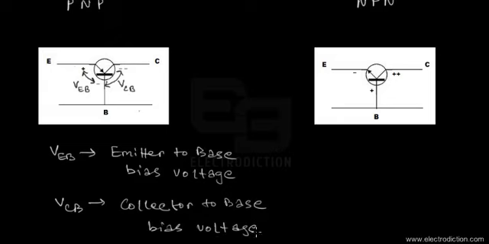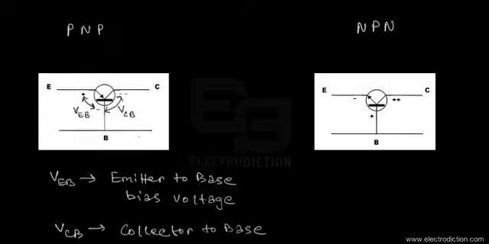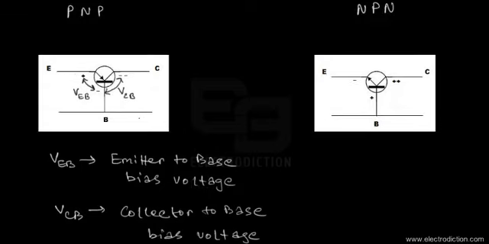Alright, so there we go. So that's it for the PNP transistor, and how we would connect it to voltage sources so that it becomes operational.